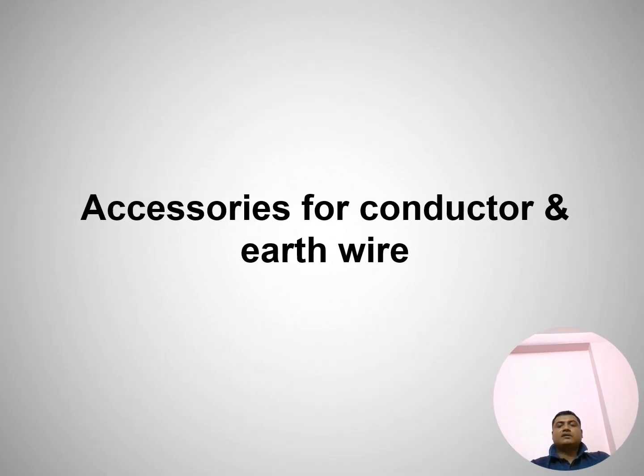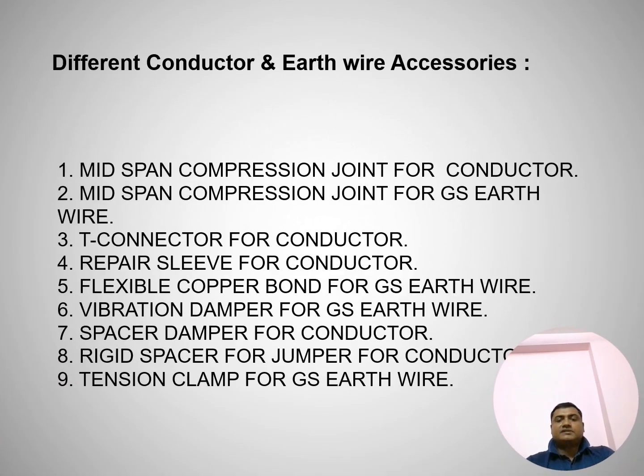Now I am coming to the accessories of conductor and earthwire. What are the accessories required for stringing conductor and earthwire? Basically, these 9 accessories are required for conductor and earthwire. What are they? Mid-span compression joint for conductor, mid-span compression joint for earthwire, T-connector for conductor, repair sleeve for conductor, flexible copper bond for GS earthwire, vibration damper, spacer damper for conductor, rigid spacer for jumper of conductor, tension clamp for earthwire.